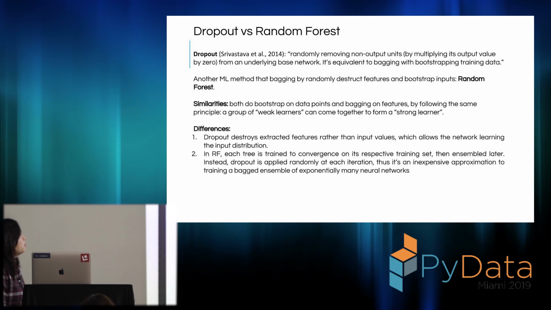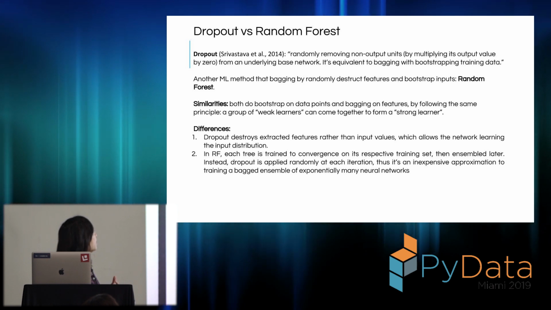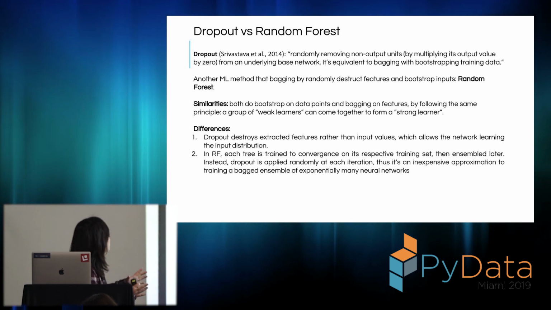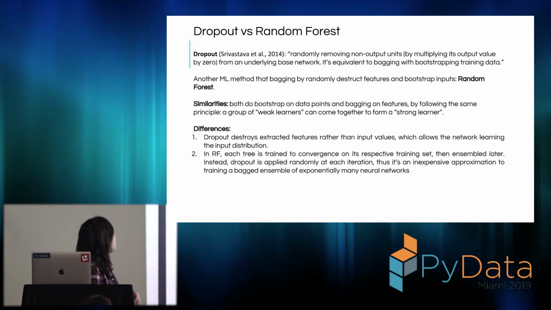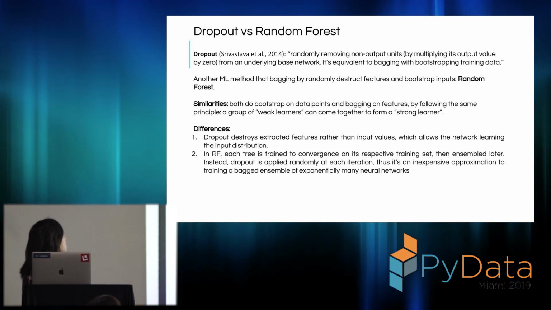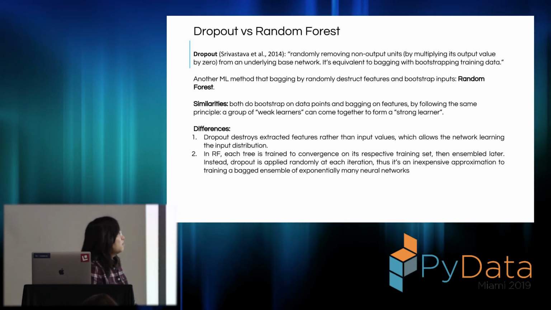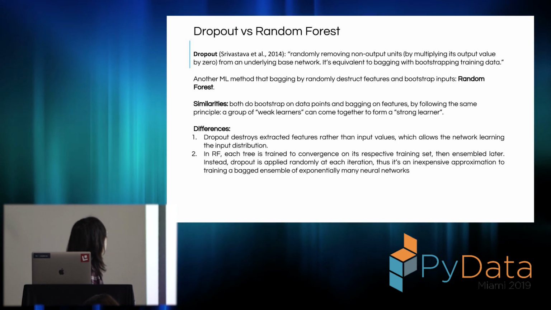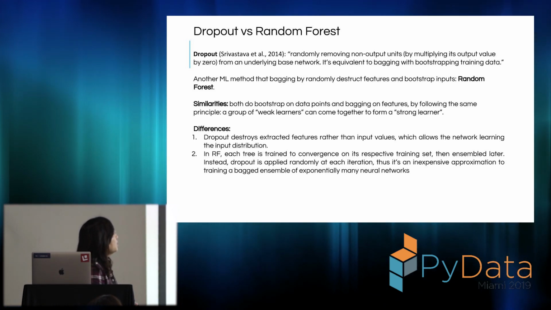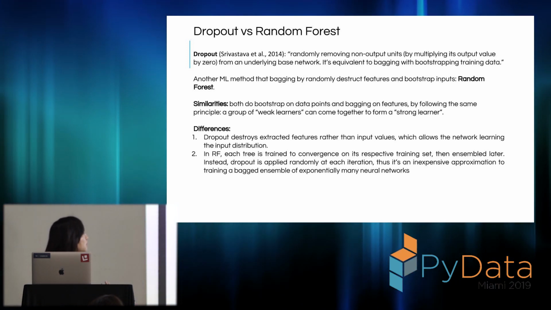So if you look at dropout, it was invented in 2014. What it does is randomly removing the hidden layers by randomly applying a zero mask at different iterations. And then it's kind of equivalent to bagging with bootstrapping training data. So if we're talking about bagging by randomly destructing features and bootstrapping inputs, the first thing that comes to your mind can be random forest. They are both doing bootstrapping on data points and bagging on features, and also following the same principle, that is, a group of weak learners can come together to form a stronger learner.